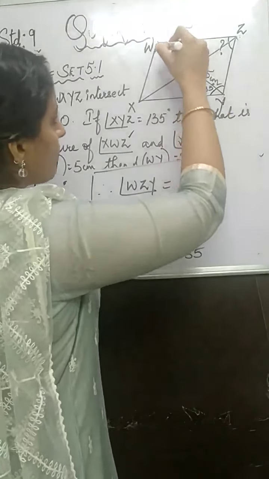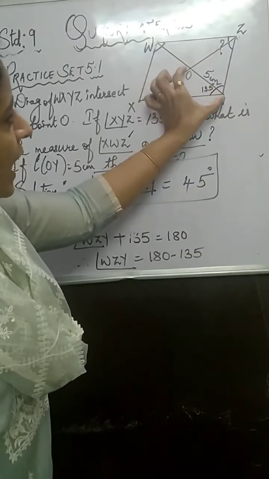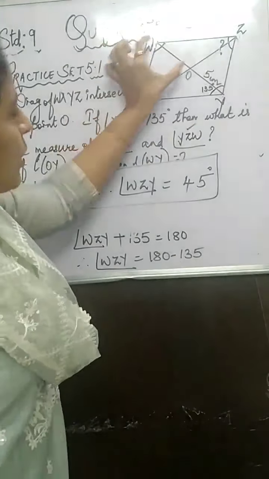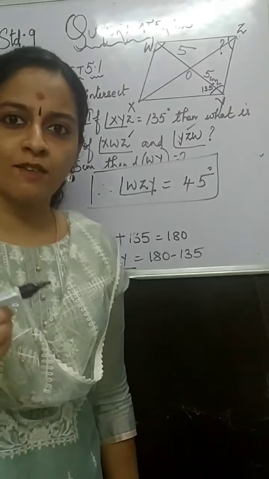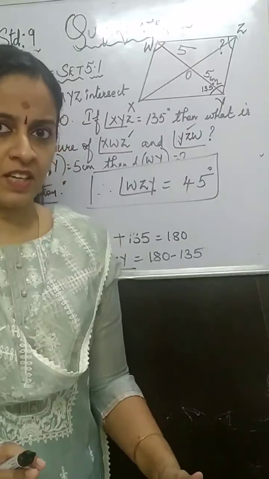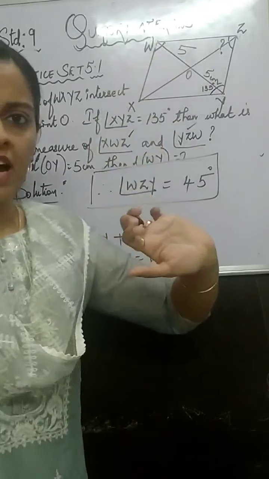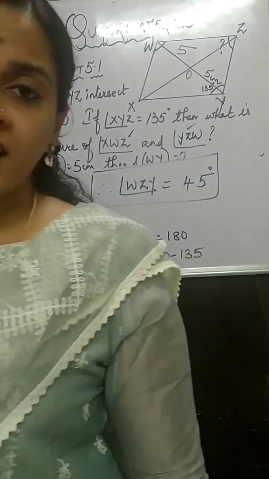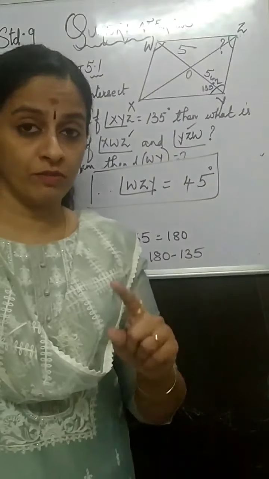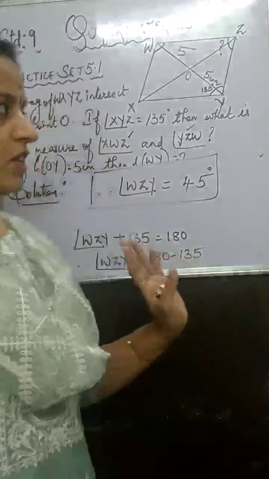They are asking what will be the whole thing, WY. If OY is 5, then WO will also be 5, because diagonals of a parallelogram bisect each other. So if WO is 5, how much will be WY? 5 plus 5, 10. Write down the answer. Just write the reason. Don't forget to write the reason as diagonals of a parallelogram bisect each other.